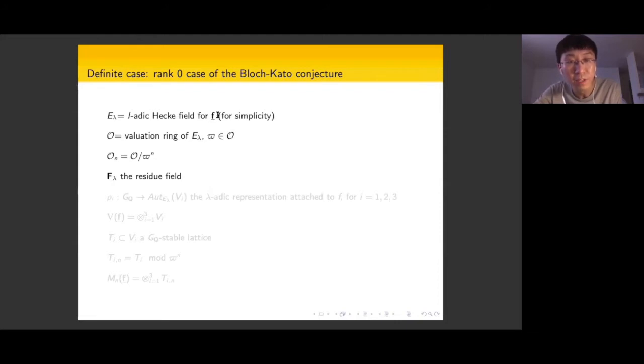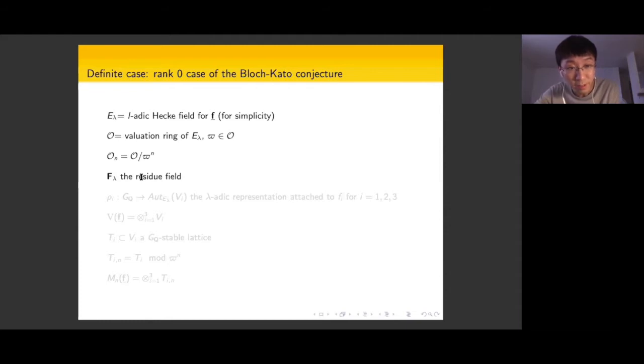And if it's not, then you can just work with a certain triple tensor product of Hecke fields instead of one Hecke field. Suppose lambda is some place over L for this common Hecke field, and I complete this Hecke field at this place lambda, and I call this the L-adic Hecke field for this triple F. And O will be the valuation ring of E lambda, and we'll write O sub n to be O modulo pi to the n, where pi is some uniformizer in O, and F lambda will be the residue field.